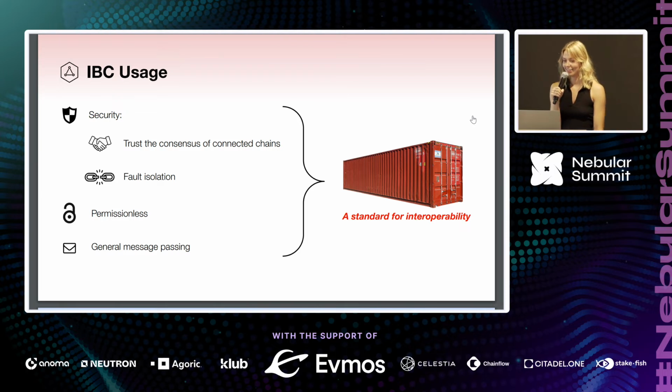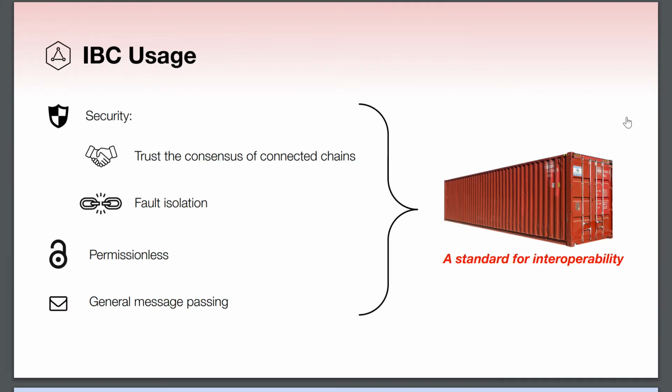And that's kind of a summary of how IBC works. But the reason it's such a powerful protocol and why it forms this standard for cross-chain communication is there are three main elements that make IBC such a powerful interoperability protocol. So the first is the security.